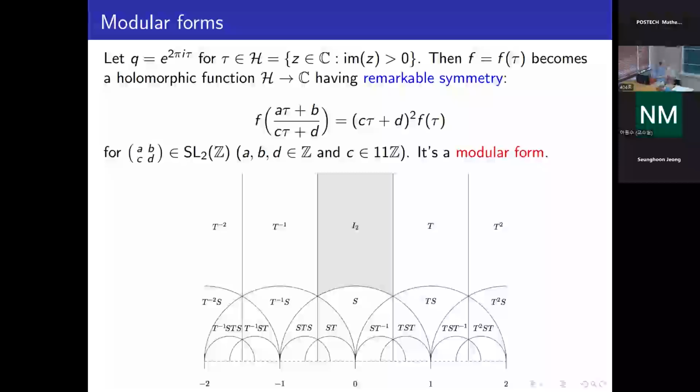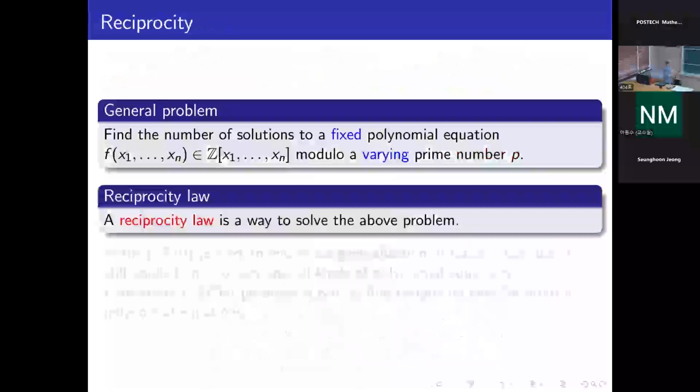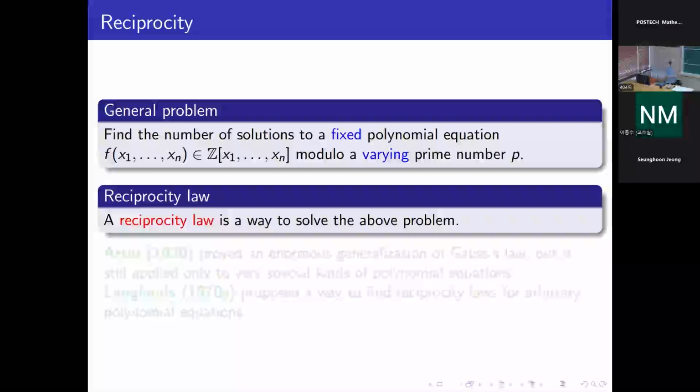Okay, so this is my second instance of reciprocity that will lead us towards the Langlands program. So one way of saying what reciprocity is about is finding a law that governs how many solutions a polynomial equation, maybe in many variables, has when we reduce it modulo a prime p and let the prime p vary. So just like in the previous two problems, but now a completely general kind of polynomial, or maybe even a system of polynomials in several variables.